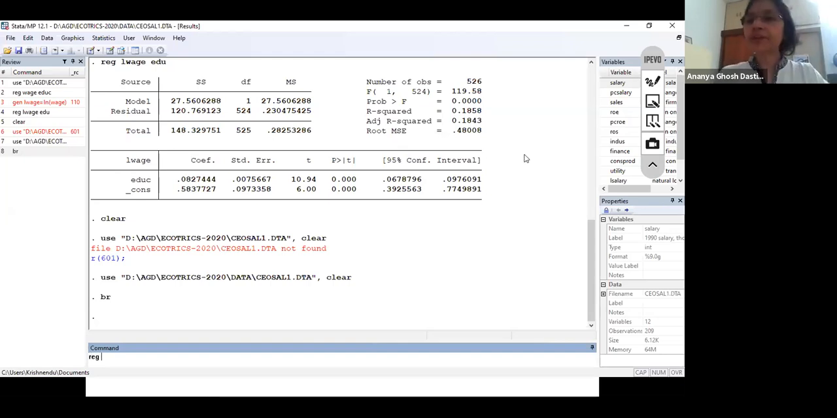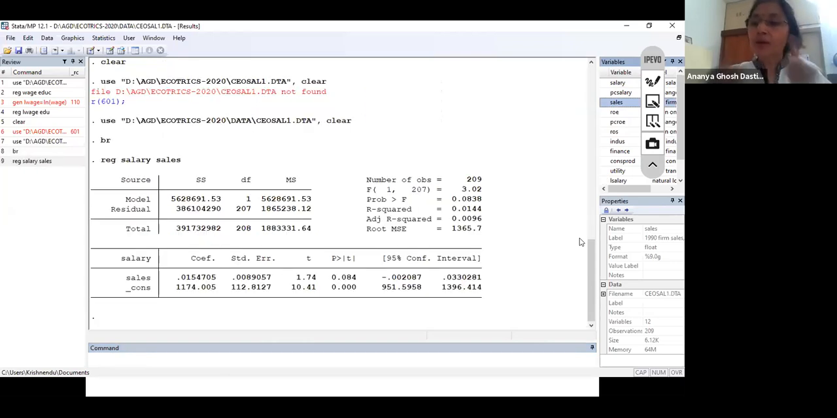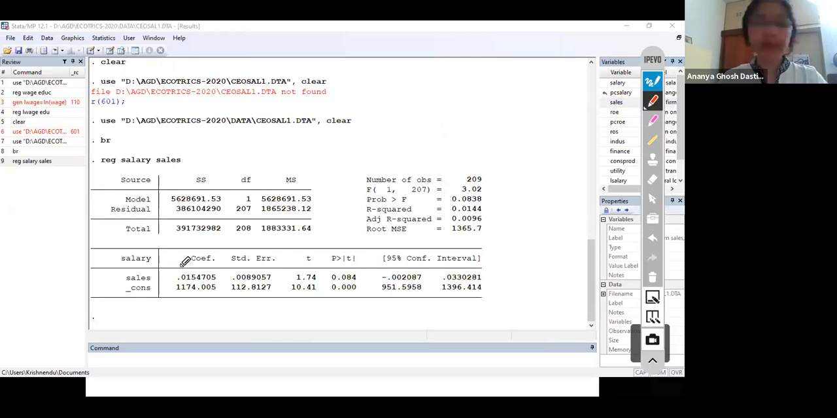So, regression of CEO salaries on sales. This is a level model. Look at the results. Concentrate only on the beta hat. So where is the beta hat? The beta hat is over here, 0.015. What does this mean? It means that if sales increase by $1 million, CEO salaries increase by 0.015 into 1,000, which is to say $15. That is what this result is saying.